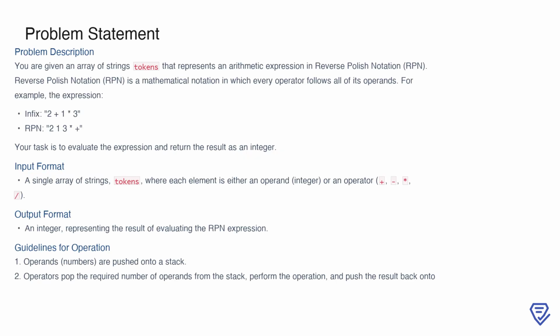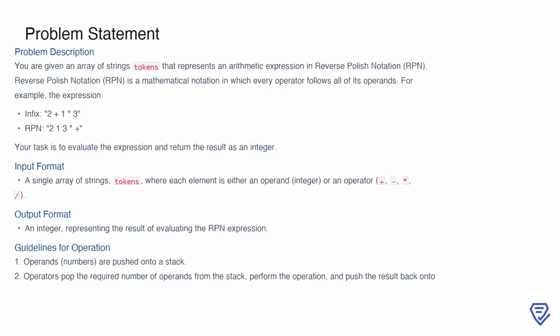In this problem, we are tasked with evaluating an arithmetic expression given in reverse Polish notation, or RPN for short. Reverse Polish notation is a mathematical system where every operator follows all of its operands, making it a postfix notation. For example, the infix expression 2 plus 1 times 3, which is how we commonly write arithmetic, would translate to 2 1 + 3 * in RPN. The challenge here is to compute the result of such expressions efficiently.